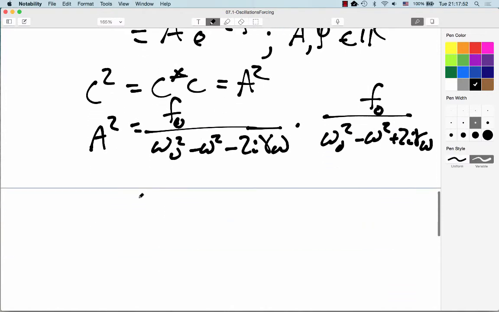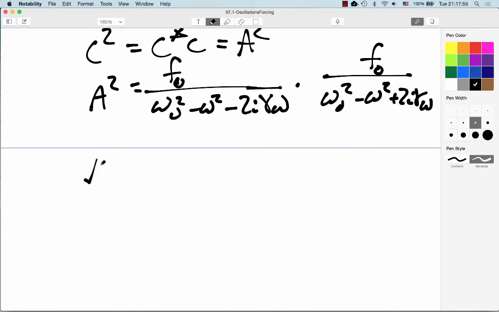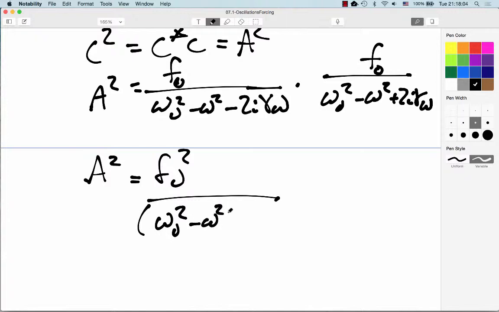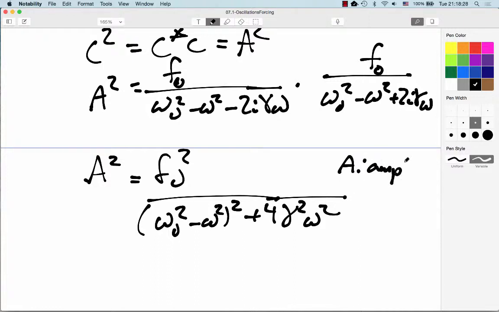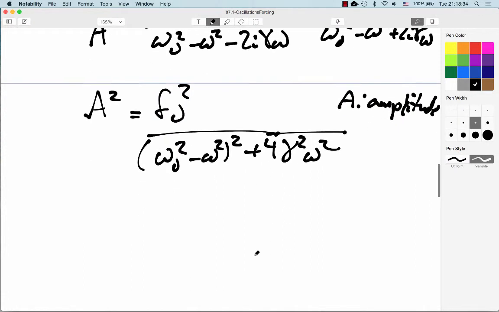Timesing the two together, I get that A squared equals f naught squared over omega naught squared minus omega squared, squared. And then from the cross term, you'd think it'd be a minus 4, but it'll be a minus 4i squared, so it's plus 4 gamma squared omega squared. We're going to identify eventually that A is the amplitude. All right, that's good, but now we've got to find phi.